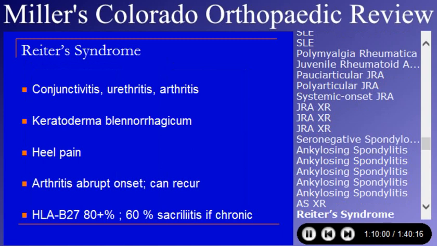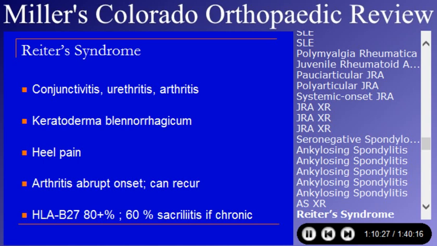Reiter syndrome: conjunctivitis, uveitis, and arthritis. There's some eponym that I can't remember. They can't see, they can't pee, and they can't do something associated with the arthritis that helps to remember it. Climb a tree. There you go. Can't see, can't pee, can't climb a tree. Which I think is helpful to remember some of this stuff.